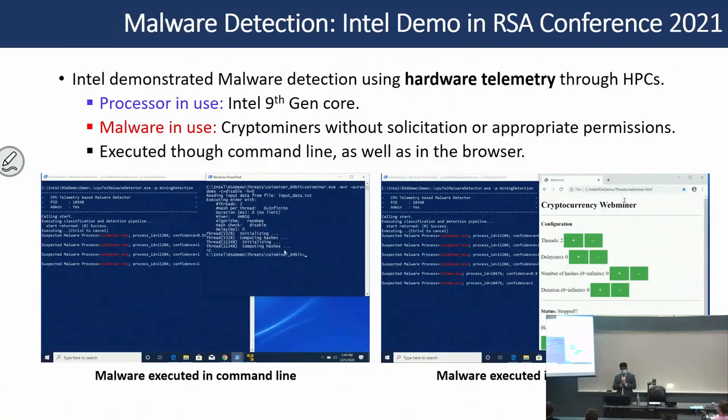Now, this is not a thing of science fiction anymore. This has become a reality. Intel have actually demonstrated this at the RSA Conference 2021. Intel's threat detection technology team used hardware telemetry through HPCs to detect crypto miners. And they could detect it through the command line as well as the browser window. Okay, they used HPCs, and they're trying to ramp up this whole procedure.